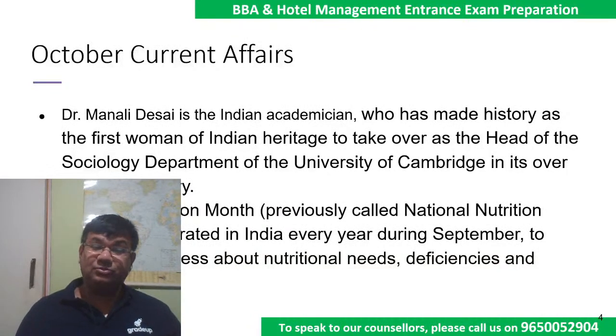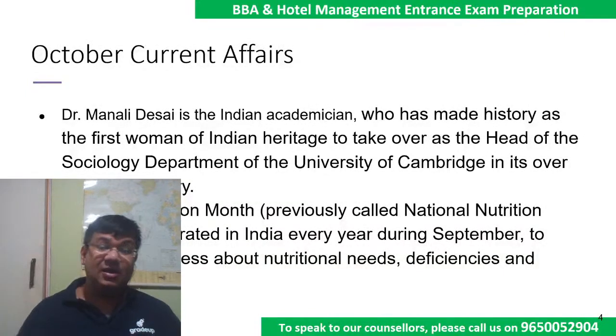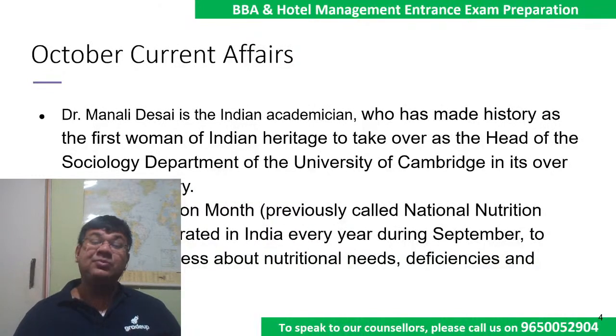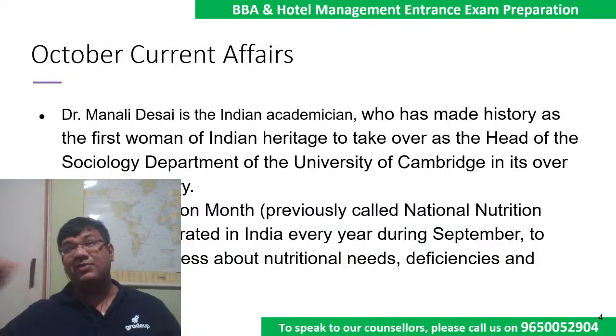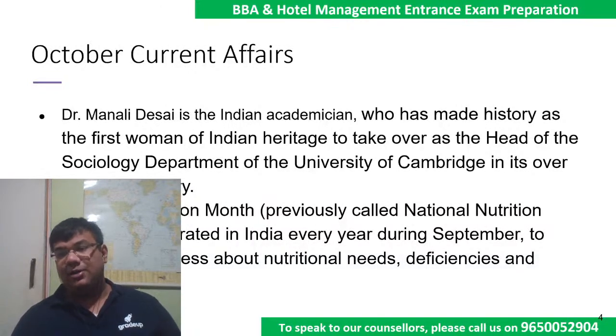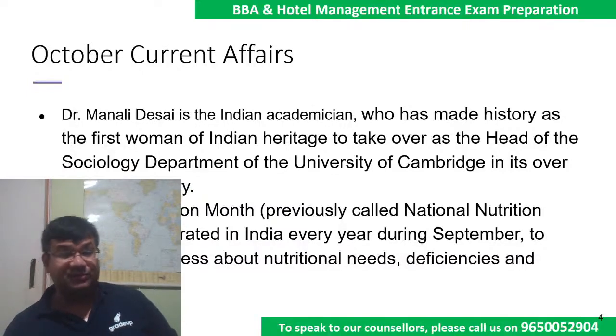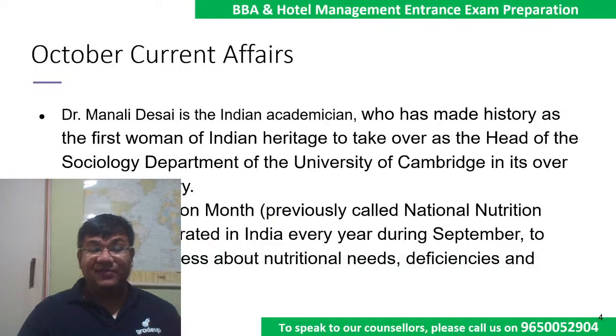To spread awareness about nutritional needs, deficiencies and malnutrition. There are three kinds of problems that are more common in India when it comes to health. One is malnutrition, then we have undernourishment, and we have anemia. So undernourishment is when you get less than the minimum calories. Malnutrition is you do get the minimum calories, but you do not get the right kind of calories, right? The right nutrients you do not receive. Anemia, on the other hand, is iron deficiency, and unfortunately, it is fairly common in India, especially among women. So, these are a couple of things that are addressed every year around this period.